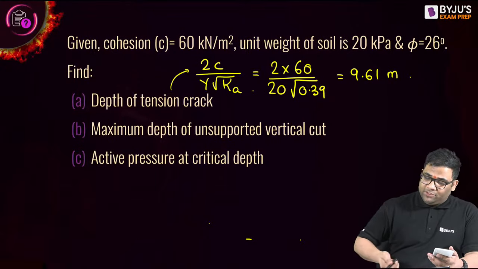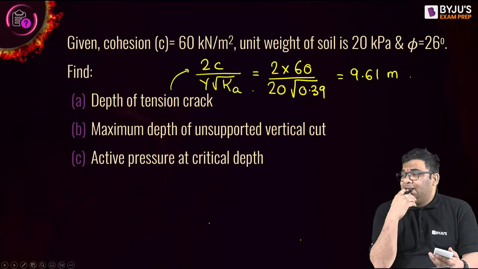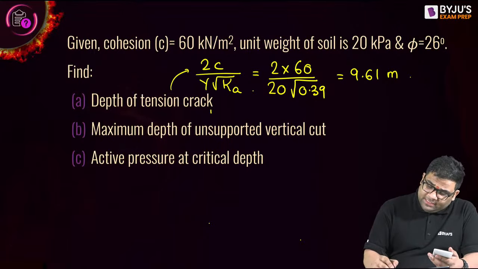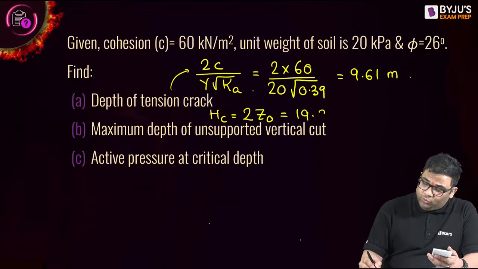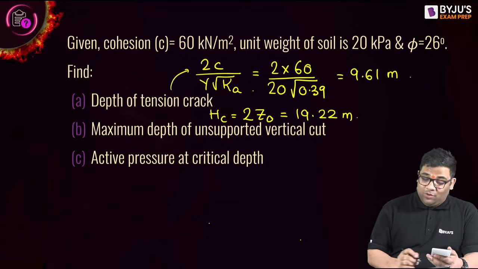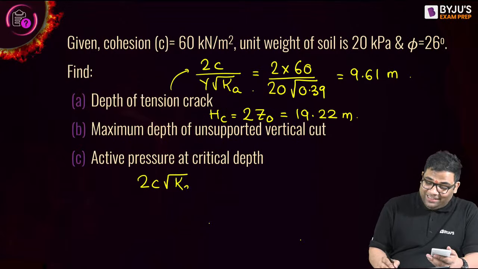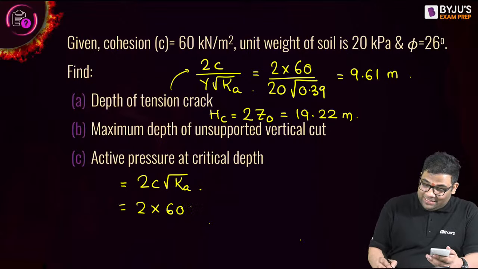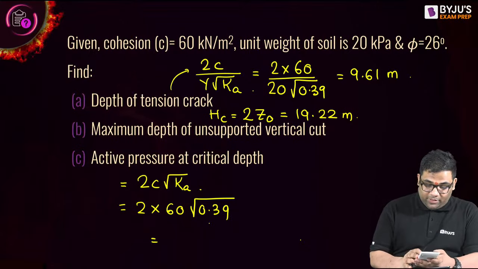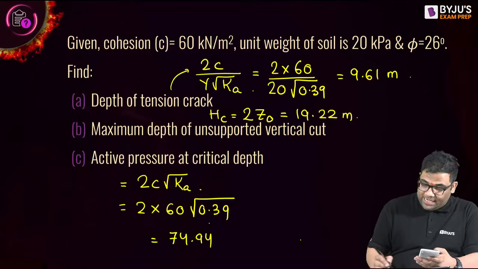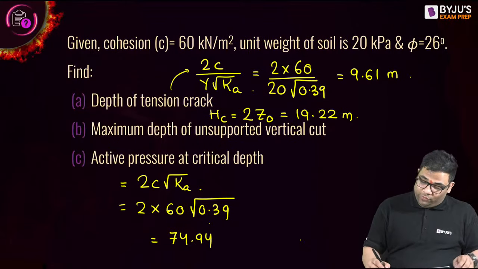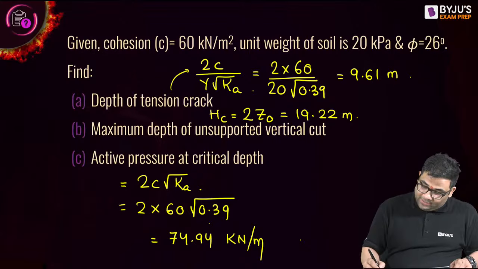Now, the second answer will be just the double. Yes, double, because we know this is SC, which is 2 into Z naught. That gives 19.22 meter. Now the last one is 2C root Ka, as I just explained to you. So this is 2 into C, which is 60, and then root Ka, which is root 0.39, into 120, giving me almost 74.94 kilonewton per meter square.